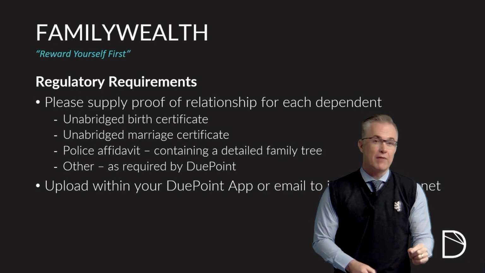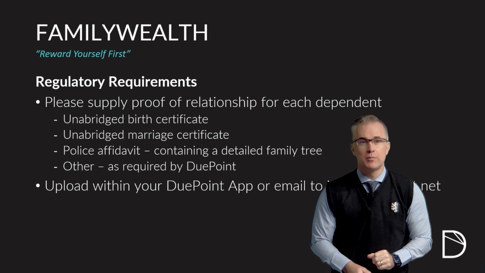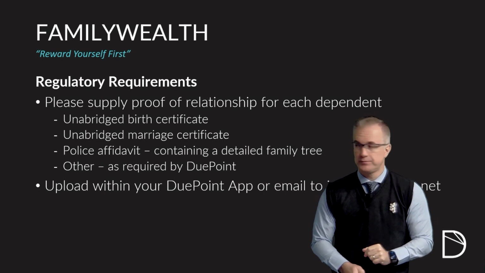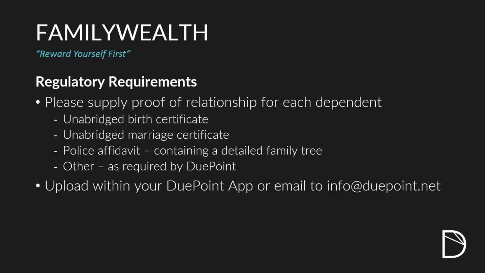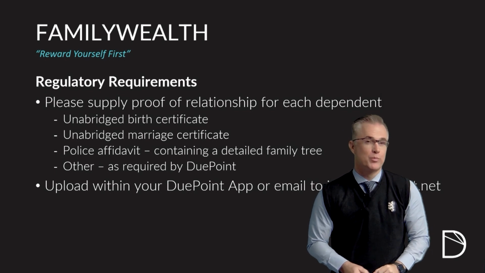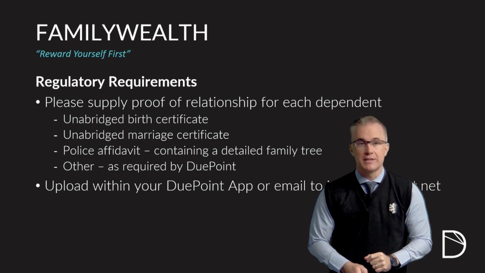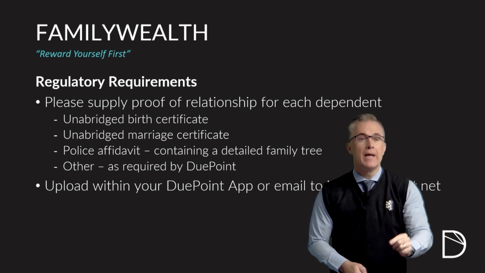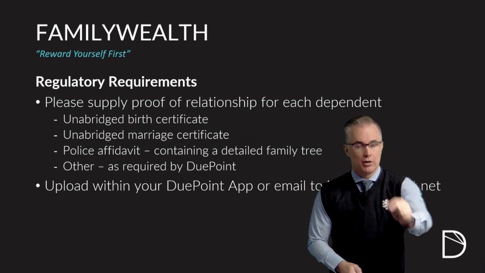So if you do not have access to the marriage and birth certificates, a detailed family tree needs to be included with the affidavit. You can upload all of these documents via our client service email address, info@dewpoint.net, or our phone app. Until such time as you have provided suitable proof of relationship, you will not enjoy the benefits of the cover of these extended family members. So again, make sure you supply the documentation as soon as you can after you've applied for the product.